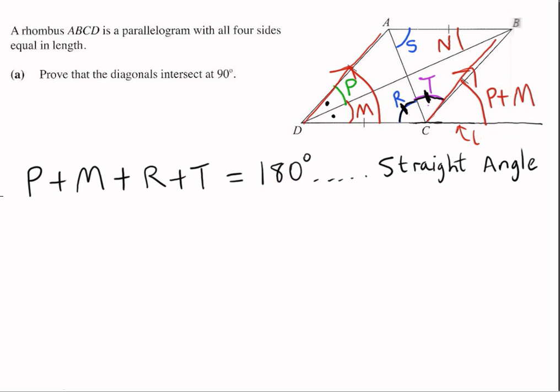Okay, so that's the reason, but what you can do in future, of course, is just remember that the angles at one end of a parallelogram sum to 180. So these two sum to 180. And similarly up here, these two sum to 180.